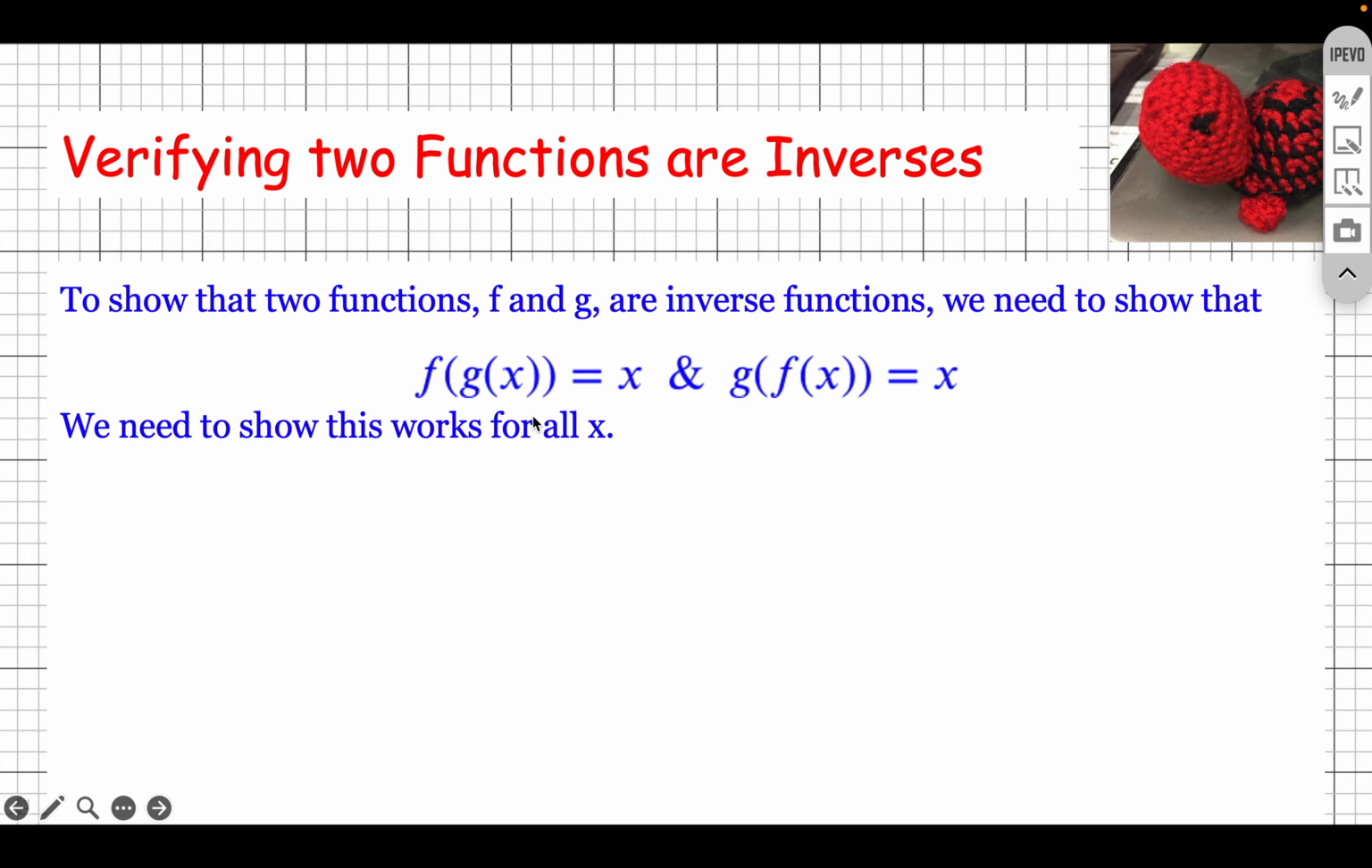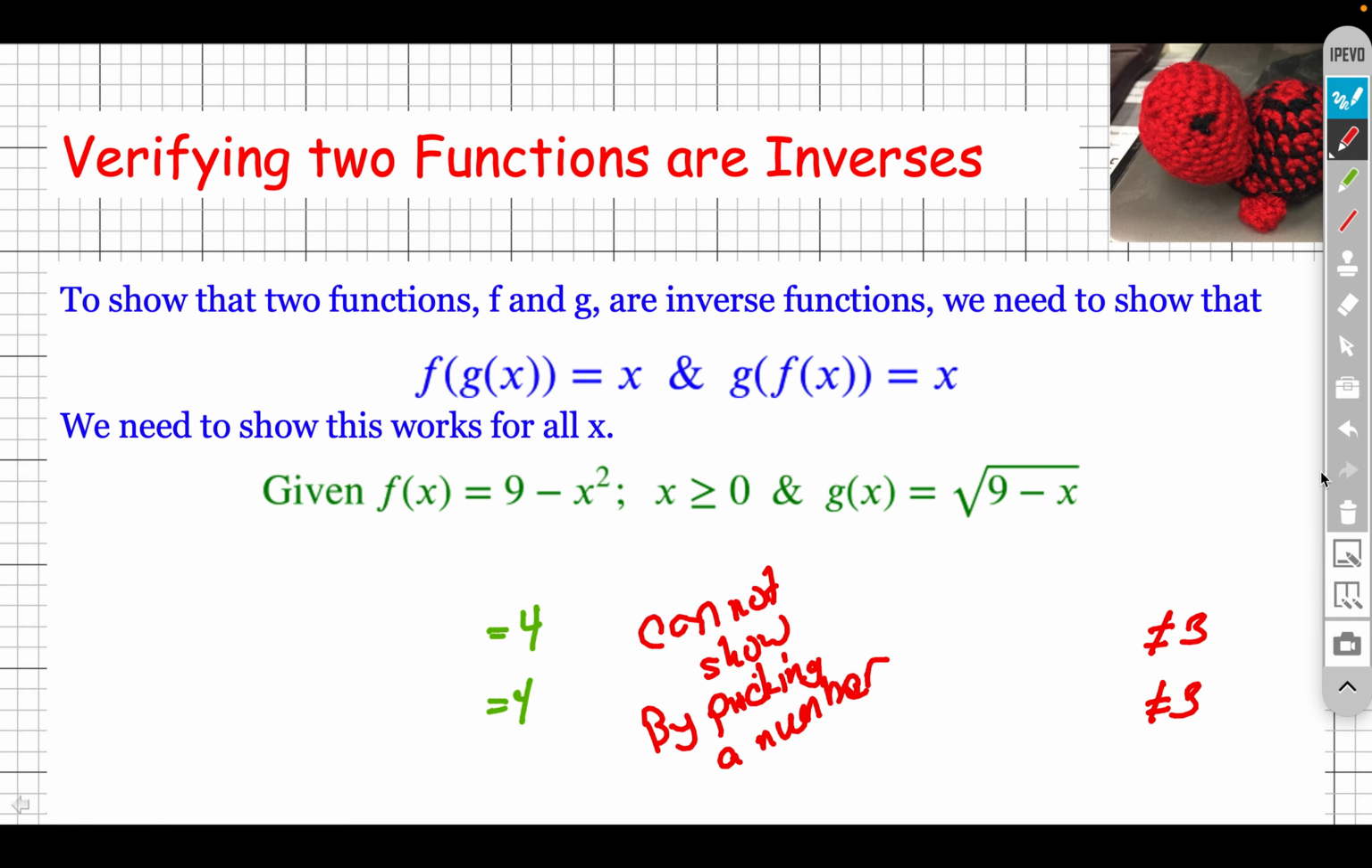So to show this, we need to do both of these compositions. F of g of x, show that that equals x. G of f of x, show that that equals x. So we're going to do that with this function here. F of x equals 9 minus x squared when x is greater than or equal to 0, and g of x equals the square root of 9 minus x. We got to be careful with these because this does not have a domain of all real numbers. So this is going to help us fix that. But let's go through and work this out.